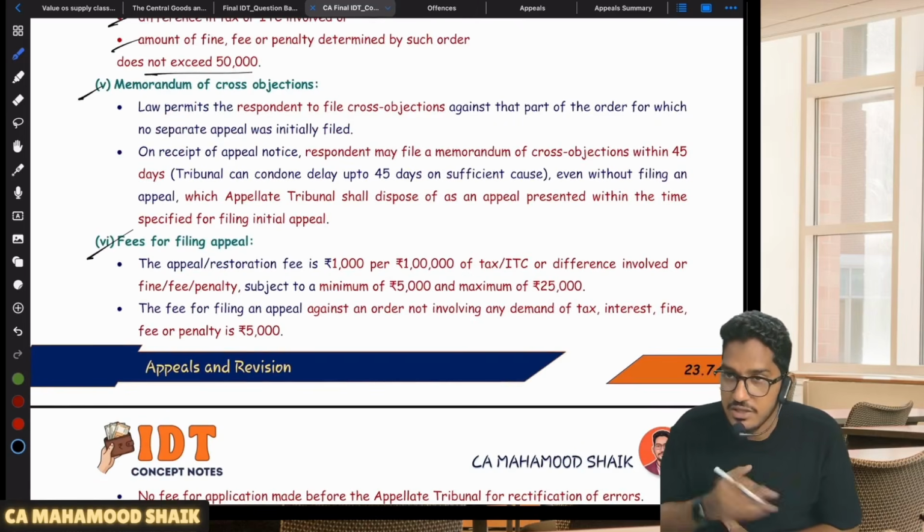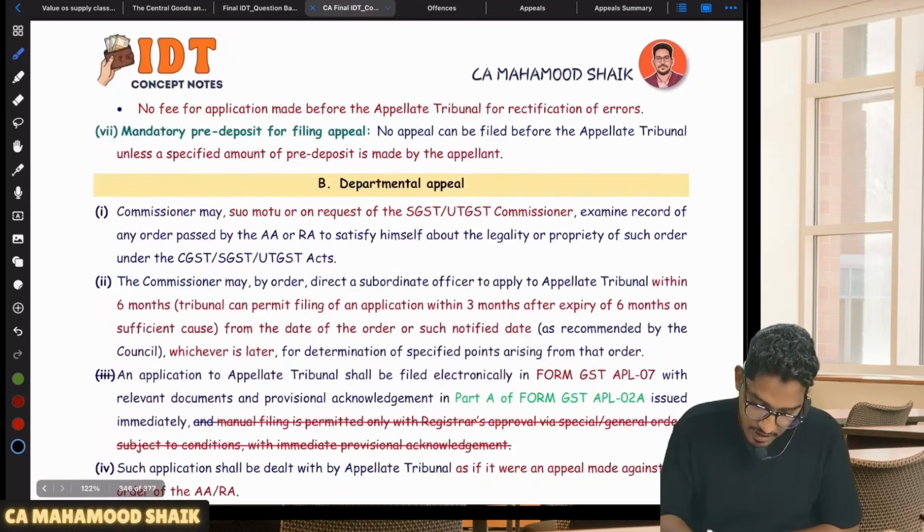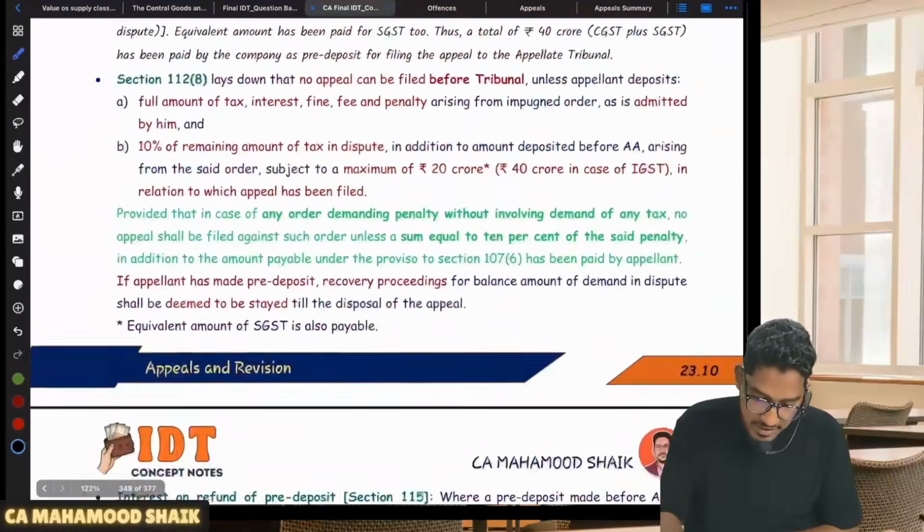Next, fees for filing. This also we have seen. 1,000 for every 1 lakh, minimum 5,000, maximum 25,000. If the order is not for any payment, then it will be minimum 5,000. For rectification of errors, no late fee. Then mandatory pre-deposit is required. Sir, what is that mandatory pre-deposit? Once again, you come to the same heading.